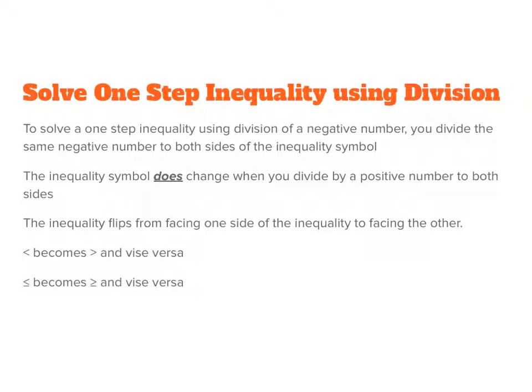Next, we're going to talk about dividing to solve a one-step inequality. When we're dividing by a negative number, we need to divide by that same negative number on both sides of the inequality. Now, the inequality symbol does change when we divide by a negative number on both sides. So division and multiplication, if it's by a negative number, we need to flip the inequality. And just a reminder, less than will become greater than and vice versa. Less than or equal to will become greater than or equal to, and vice versa.